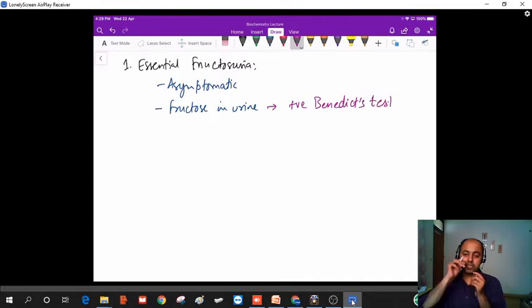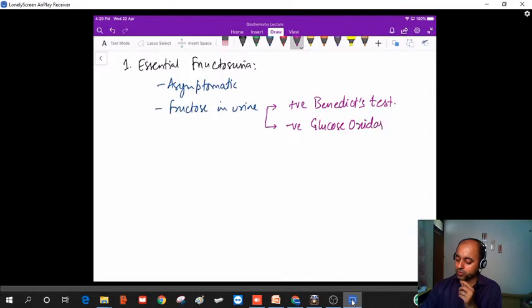Benedict test is the general test for all reducing sugars, so it will give a positive Benedict test. In some individuals, we want to be very sure what this reducing substance is, so you can go for confirming whether it is glucose or something else. In that case, we do the glucose oxidase test, which is specific for glucose. Obviously, this is not glucose, this is fructose, so this test will come out negative. Remember, in essential fructosuria, urinary examination will give us a positive Benedict test and a negative glucose oxidase test.